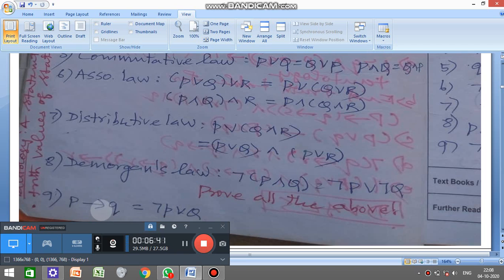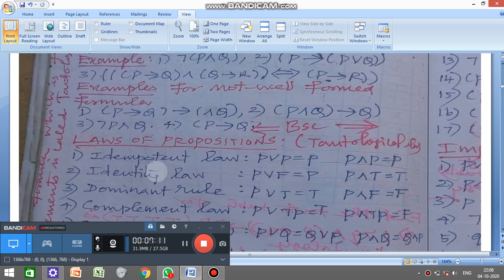And this is the equivalence law. P implies Q, the operation implies, will be equal to taking the negation of P OR with Q. That is, if we have two premises P and Q, the operation implies will be equal to taking the negation of P OR with Q. So both the truth values will be equal. These are some of the formulas, laws of propositions in the logical theory.